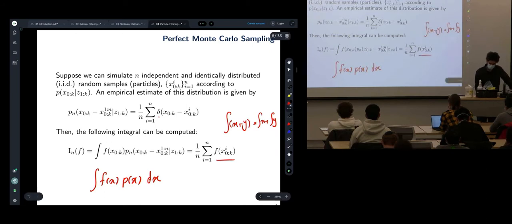We evaluate the function, and we have this 1 over n, because we know we would need to normalize it. The probability needs to add up to 1. That's why we're doing this, okay? Otherwise, the value of the integral will depend on how many examples you draw. We don't want that, right?